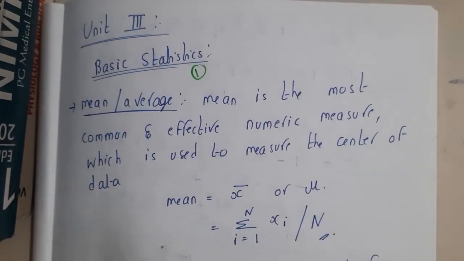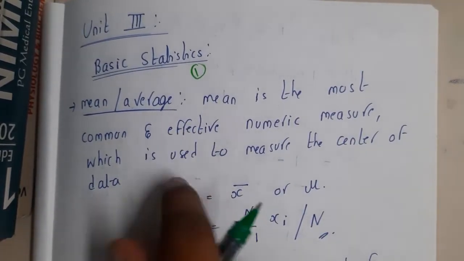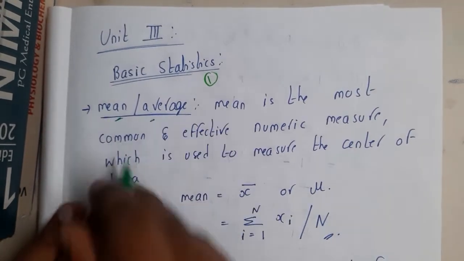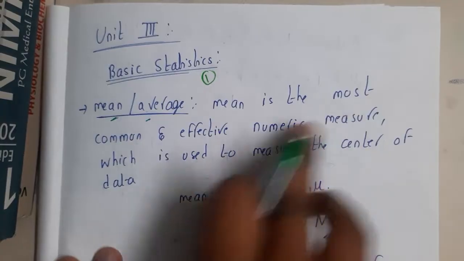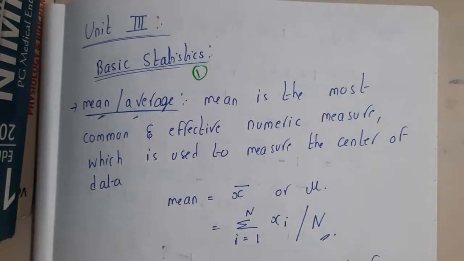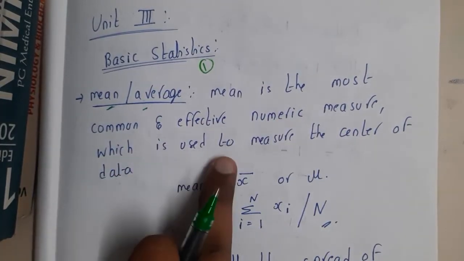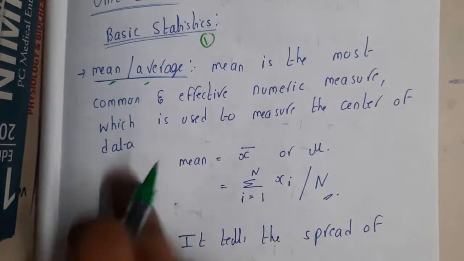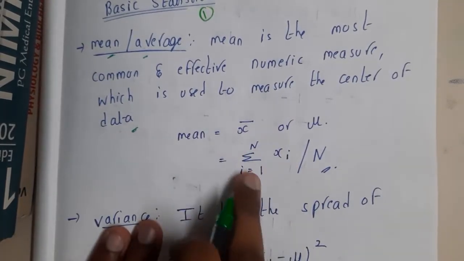In this lecture, let us go through some basic statistics terminology, guys. The first terminology is mean or average. In simple words, you add the total values and divide by the total number of values. So this is nothing but mean. Mean is the most common and efficient numerical measure used to measure the center of the data. The formula is the summation of all the values divided by n.